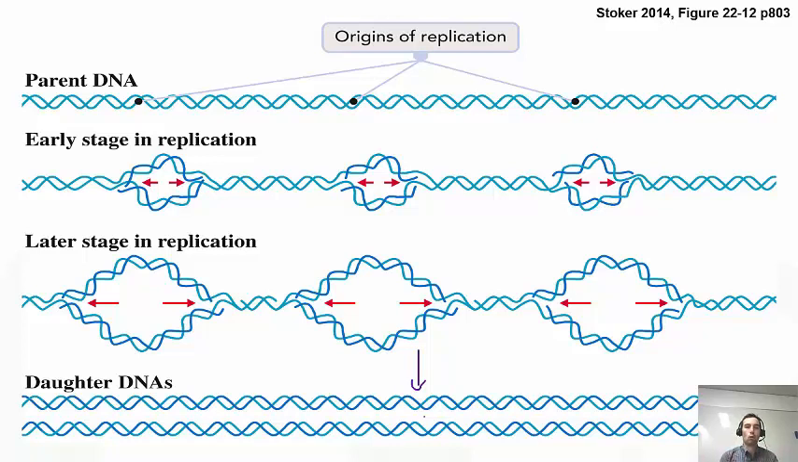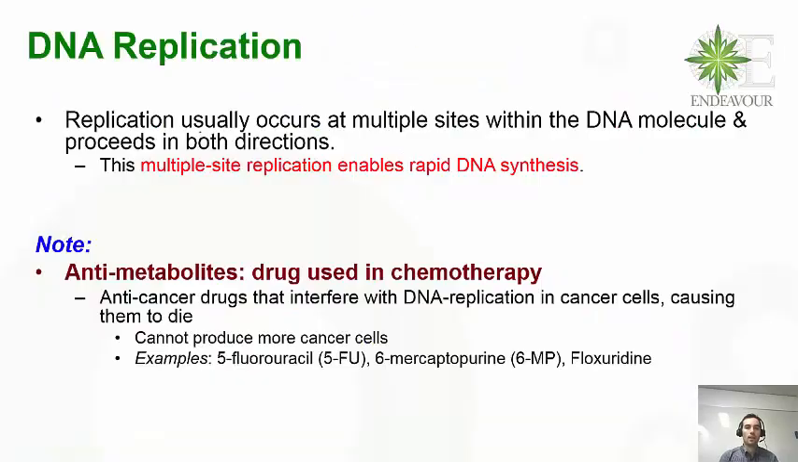So it's more quick than just opening up one replication fork and then copying from that position. One thing that our chemotherapy drugs do is they try to interfere with DNA replication in cancer cells to cause them to die. On the surface, this looks like a good way to treat it because we know that our cancer cells grow very quickly, and if we can stop them growing, then they're going to die.